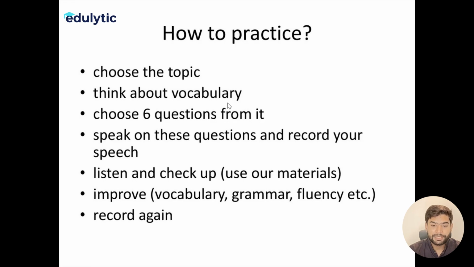Now comes the question of how you can practice it. Choose a topic, think about vocabulary, choose 6 questions from it, speak on these questions and record your speech, listen and check up, use resource material, improve vocabulary, grammar, fluency, and other things, record again, and then compare your previous recording with the latest one and find out how much you have improved.